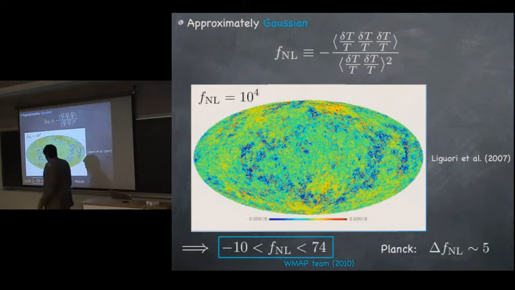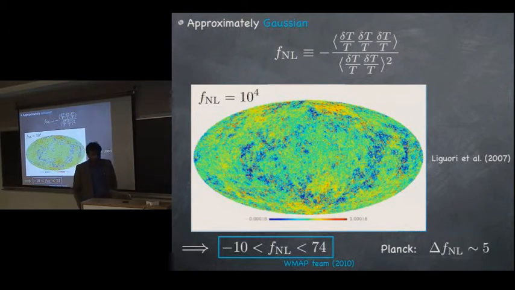The constraints on this parameter FNL for the WMAP data are these ones. It's constrained to be less than 100 at the 2 sigma level, which is a remarkable level of Gaussianity. This parameter is defined such that FNL of 100 corresponds to a 0.1% deviation from Gaussianity. So it's pretty impressive that we're so close to a Gaussian spectrum.